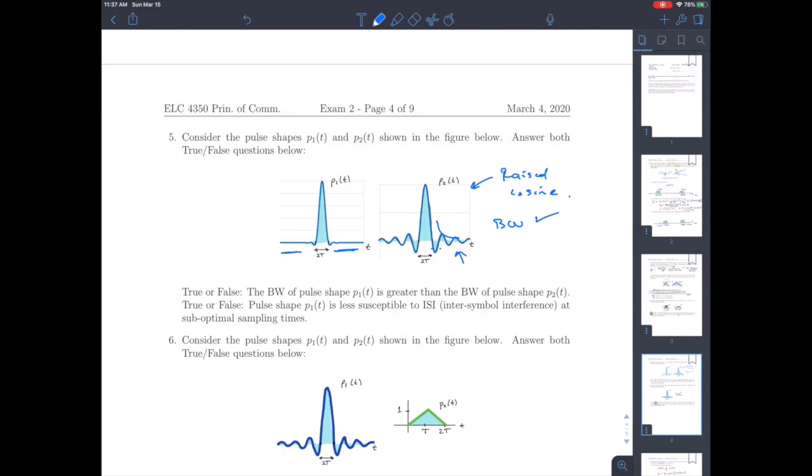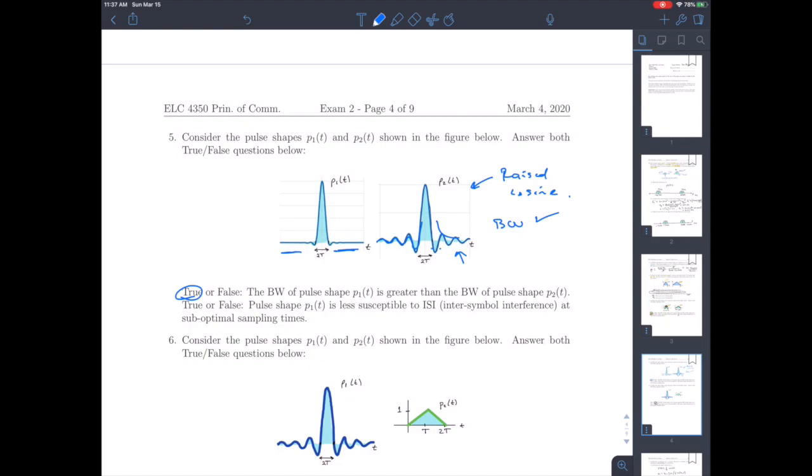Okay, so in this particular case, the bandwidth of pulse shape P1 is greater than that of P2. That's true. All right, the rolled off tails give it a greater bandwidth. Another way to think of it, this looks like a sharper kind of transition. This one's moving along, and it rises up, but it's more a slow ringing effect, and so it's less bandwidth.